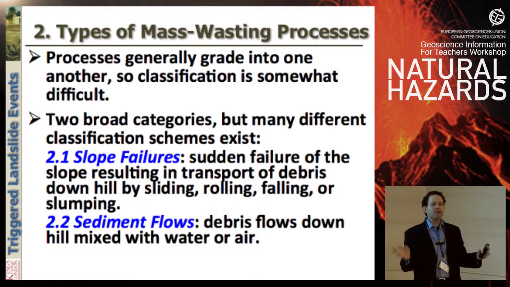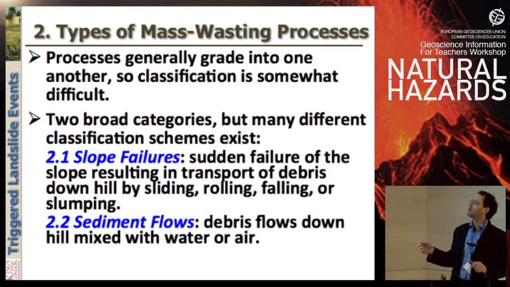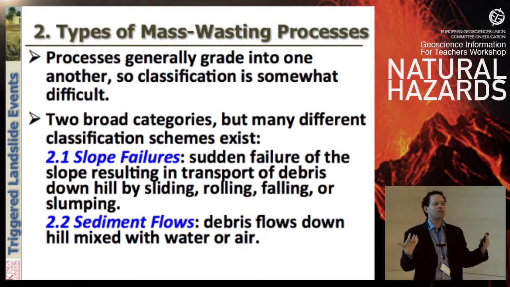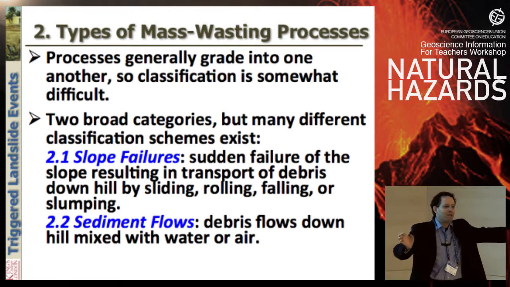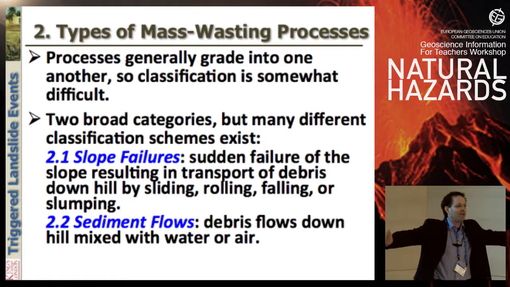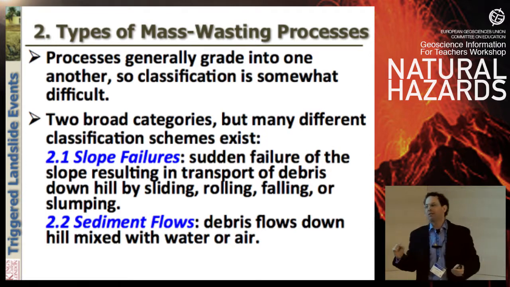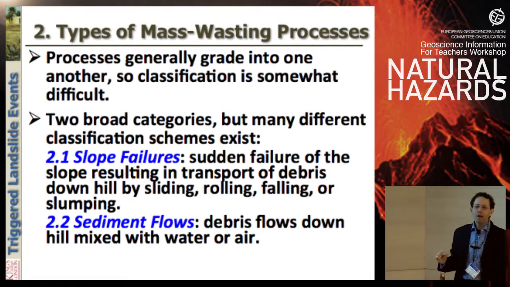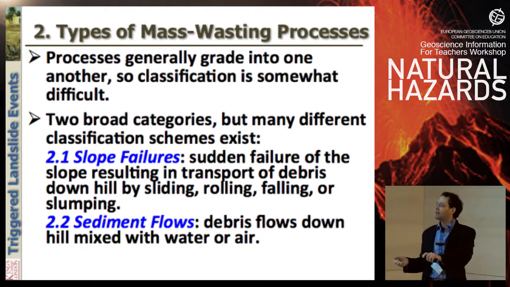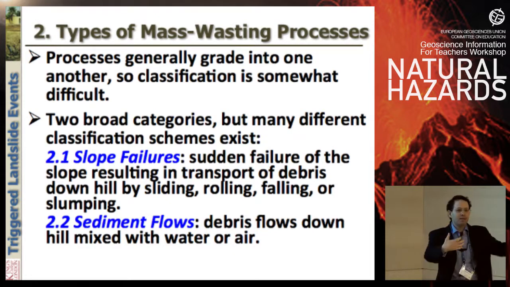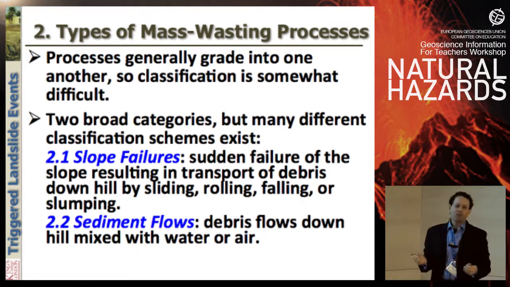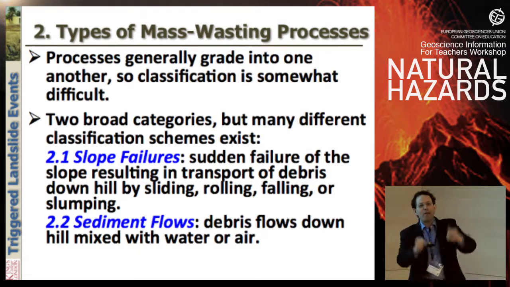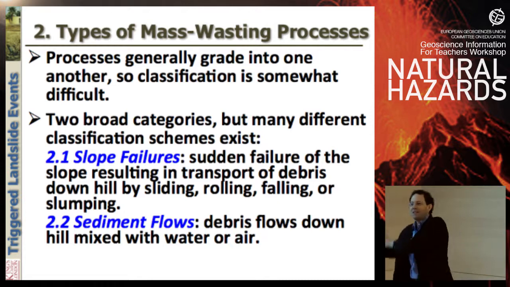Now, processes for landslides, they generally grade into one another, so the classification is often difficult. And geologists, we love to classify things into one thing and another thing and another thing. And this has been done a lot in the landslide community. Broadly, we can break them up into slope failures, and this is the sudden failure of the slope, and this results in the debris going downhill, and it bounces, and it goes down like this.